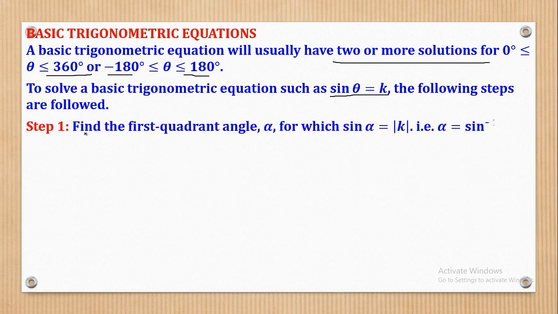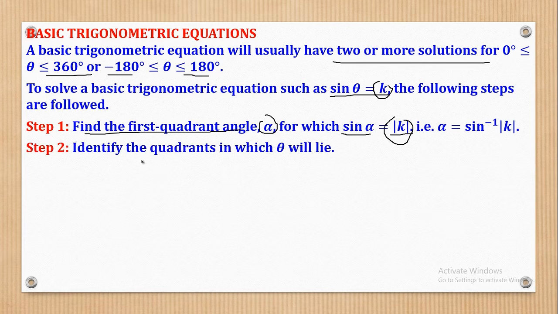So the first step is to find the first quadrant angle. I think you remember I told you quadrants will be used frequently in this topic, as you will see. So the first thing to do is to get the first quadrant angle and call it alpha, and that alpha will be got by getting sine alpha equal to the magnitude of this. Remember we said the maximum value of sine is positive 1 and minimum is negative 1. What does that mean? It means that this value of k can be positive or negative as long as it ranges from positive 1 to negative 1. So for you to get the first quadrant angle, you first ignore the negative and use only the magnitude.